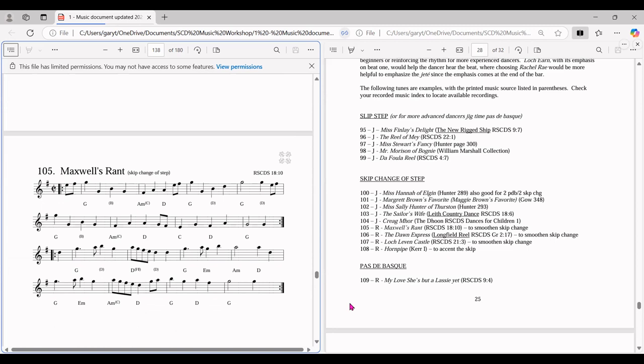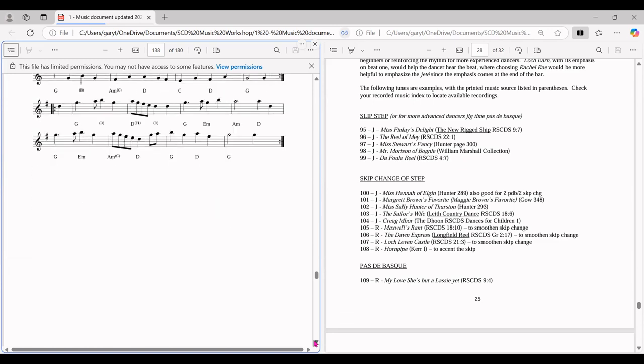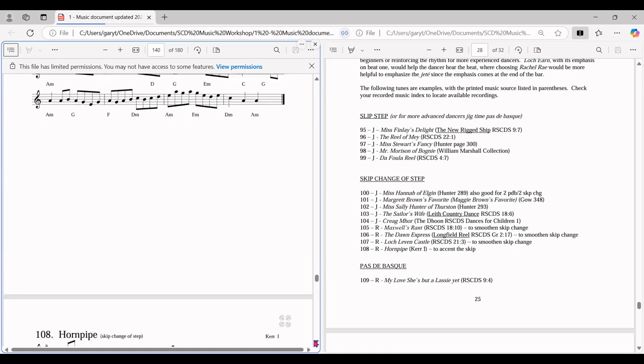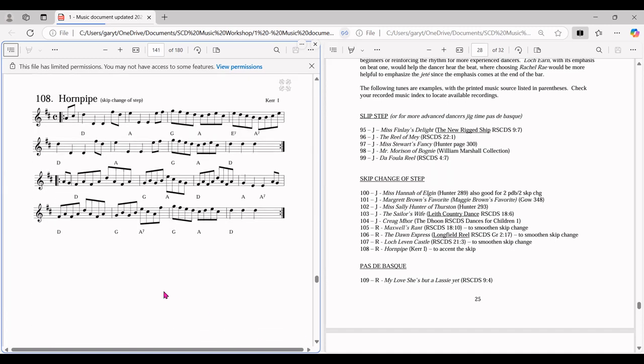Now to accent the skip, we can look at 108. It has the fancy title of Hornpipe. Ready, and. Every time you lead into a new bar, there are notes that kind of perk you right up into it. Da-da-ba-da. Move you right off the ground.